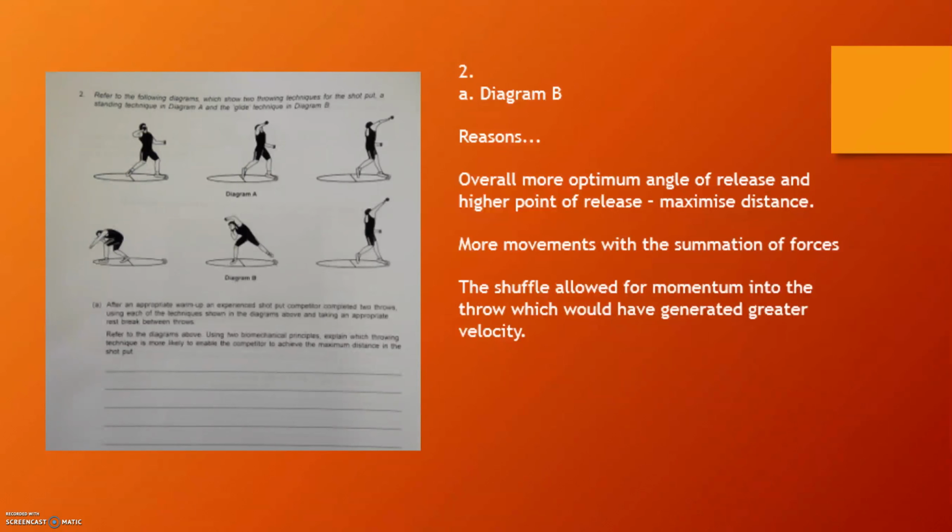The diagram A is pretty much staying in the front half of the circle, where diagram B is coming from the back of the circle, and you can see the release point in diagram A is a bit flatter than diagram B. So overall, more optimum angle of release and higher point of release, that maximises distance. The more movements with a summation of forces, so it gives more chance to generate more force from the major muscle groups. The shuffle also allowed for momentum in the throw, which would have generated greater velocity. So all sorts of things you could talk about.